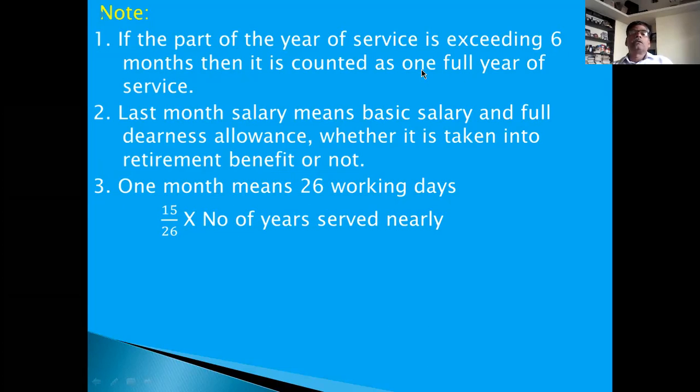These three points you have to consider. If the service exceeds 6 months in the last year, you consider it as one full year. Last month's salary means basic salary plus DA, whether or not it is considered for retirement benefit; you take the full amount, salary plus DA. Regarding 15 days salary: 15 divided by 26 into last month's salary, into the number of years served. These are the points you remember.